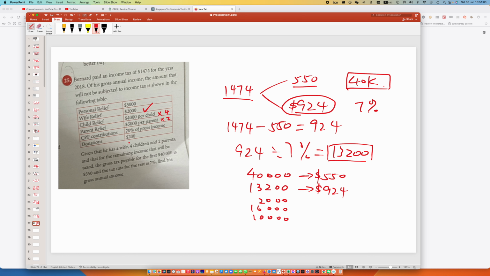They have 20% of the gross income. So the donation, no need. Donation need. Oh, okay. So basically, the amount that will not be subjected to income tax is shown in the find his gross annual income. Just assume that he got the donation which is 200. And also personal relief. Yep. Right?